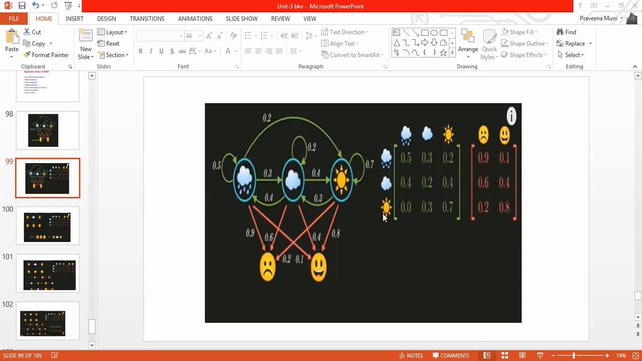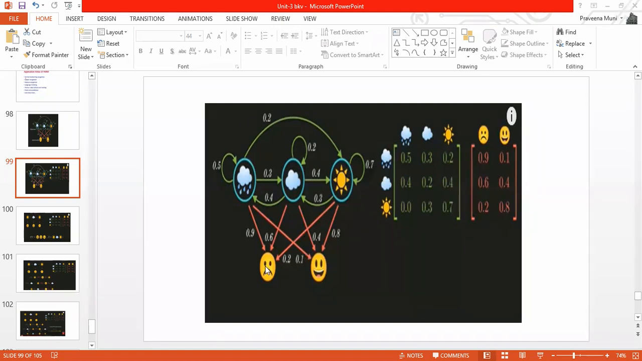Today's weather is sunny, and tomorrow's weather is rainy. It is not given, so its probability is 0. Today sunny, tomorrow foggy is 0.3. Today sunny, tomorrow also sunny is 0.7. So this is the transition matrix we get from this transition model.